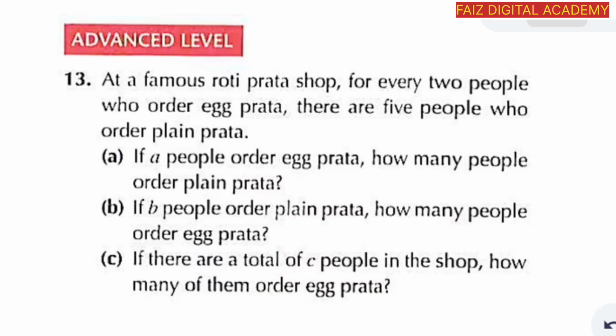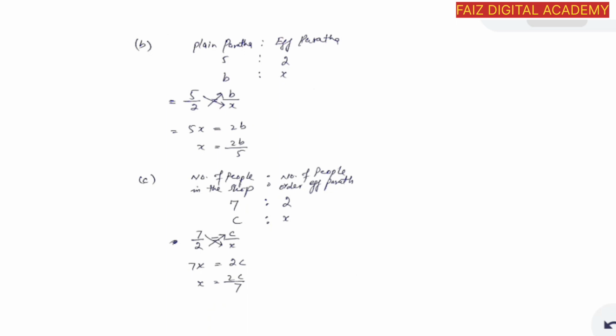So the answer for x will be 5a over 2. For part b, if b people order plain paratha, how many people order egg paratha? Here the ratio of plain paratha to egg paratha is again 5 ratio 2, and now b people are buying the plain paratha, so how many people would be buying the egg paratha? First we write the ratio form. The second step is changing these ratios into fractions: 5 over 2 is equal to b over x, and then cross multiplying them to change it into linear form.